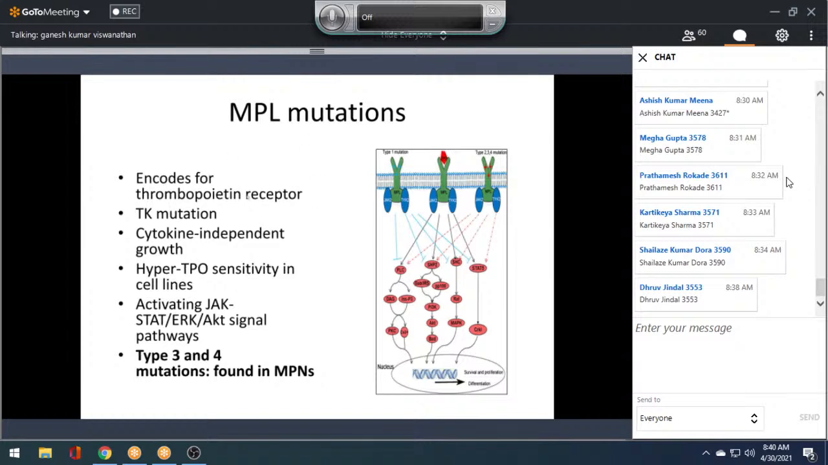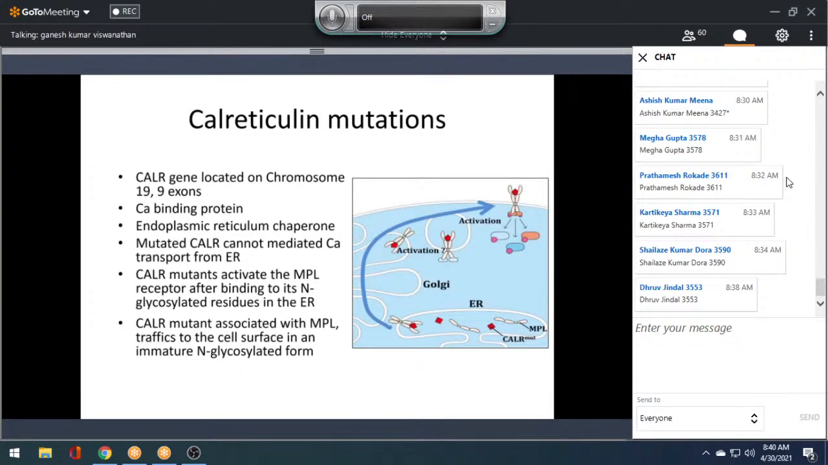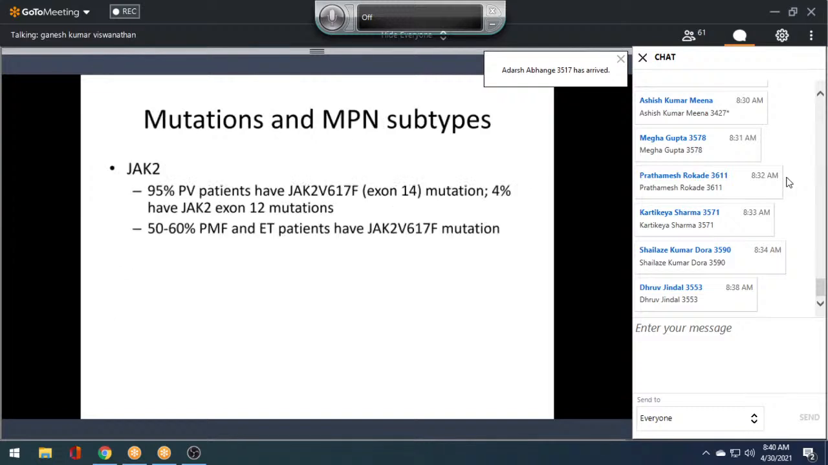Similar thing with MPL. MPL is another gene which codes for the thrombopoietin receptor. You have heard of the term erythropoietin; thrombopoietin is a similar molecule which is essential for proliferation of megakaryocytes and other hematopoietic cells. When there is an abnormal MPL gene, it produces an abnormal MPL protein. This results in continuous activation of this protein even without TPO being present, resulting in increased cellular proliferation. The same applies to another gene, the calreticulin gene, which produces a calreticulin mutation.